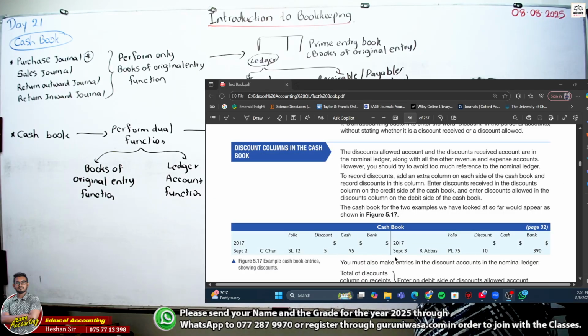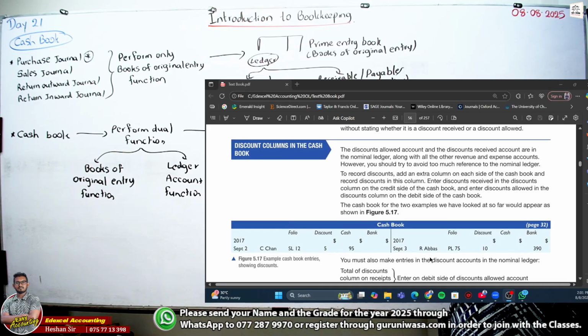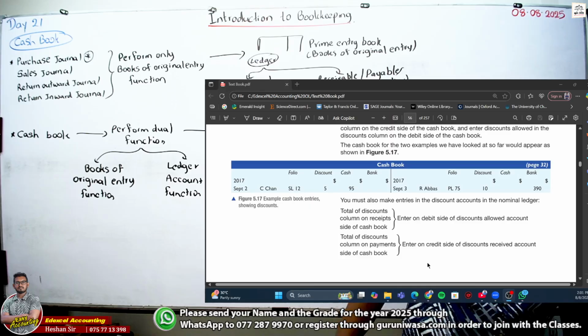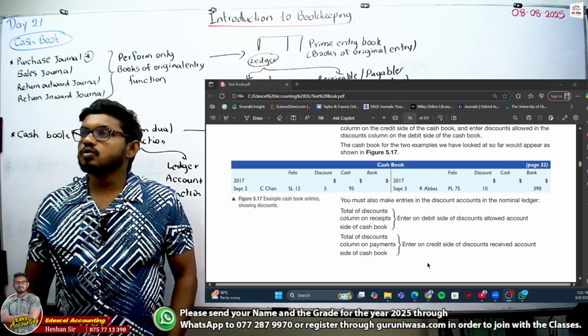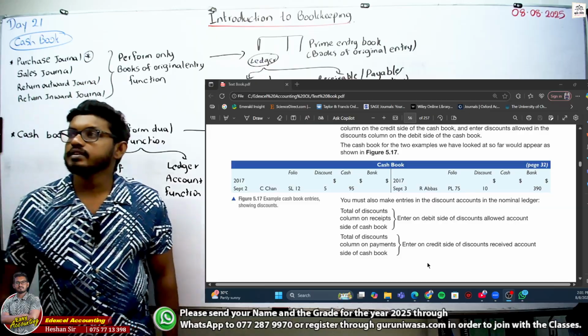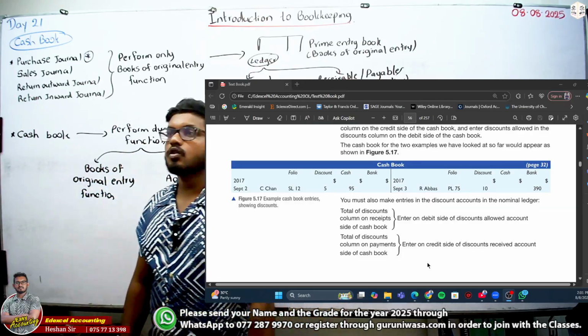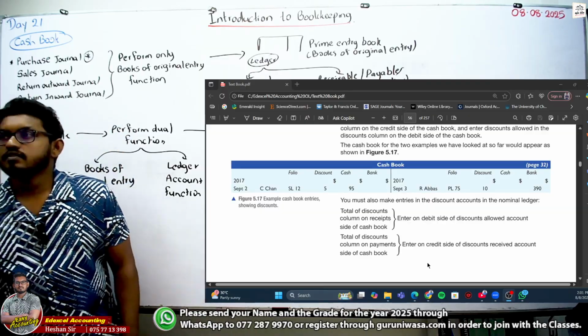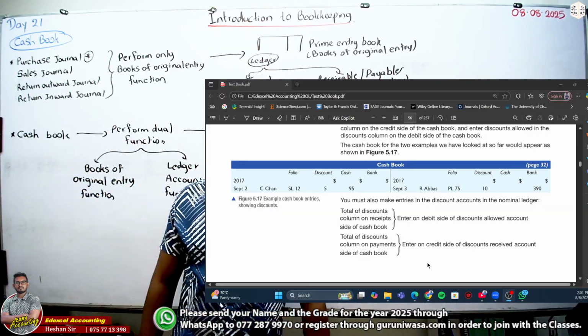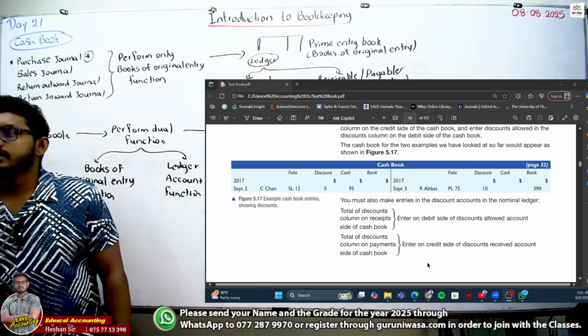For C Chang, we paid 95 as cash, and C Chang allowed a discount. We allowed a discount to C Chang of 5, that is a total of 100. When it comes to Abbas, we paid 390, and we received 10 discount from Abbas. You must also make entries for the discount columns in the nominal ledger. Total of the discount column on the receipt side of the cash book: enter to the credit side of the discount allowed account. Total of the discount column on the payment side of the cash book: enter to the debit side of the discount received account.